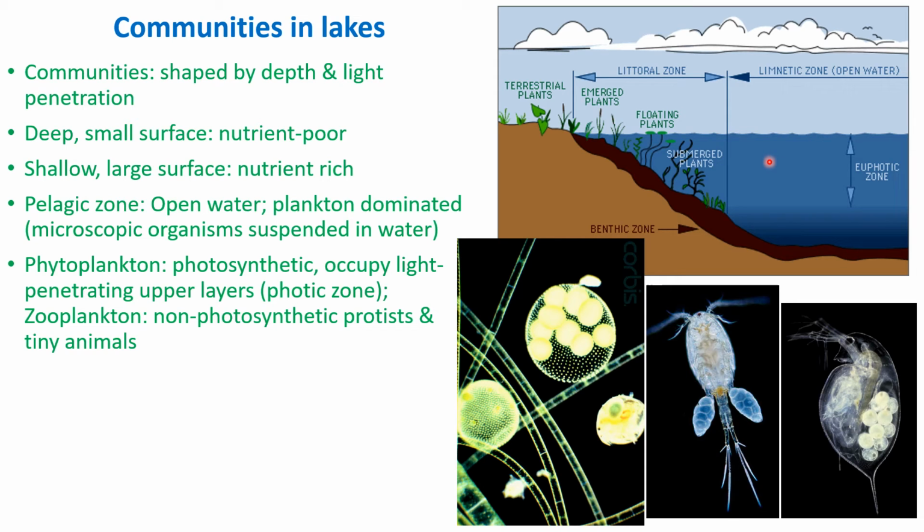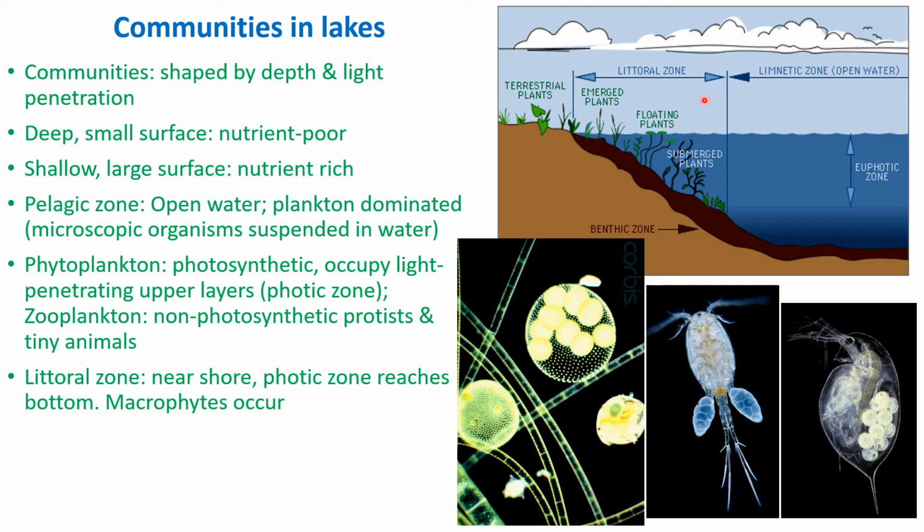Another kind of plankton is zooplankton, kind of meaning animal plankton. Those are non-photosynthetic protists and other tiny animals that can also live largely in the euphotic zone and essentially feed on phytoplankton. And then we will move into the littoral zone, right? That's the near shore shallow water environment. In the littoral zone, the water depths are quite shallow, so the light completely penetrates all the way to the bottom. Because of that, there are lots of macrophytes, or rooted larger vegetation, occurring throughout the littoral zone.